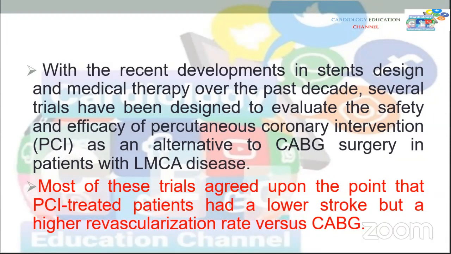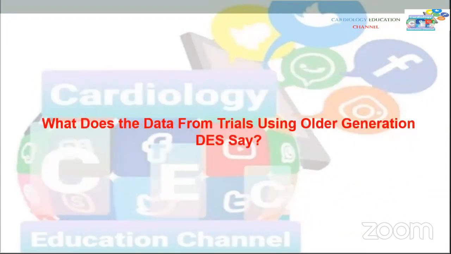And let me tell you up front that most of those trials agreed upon the point that the PCI-treated patients, compared to those treated by CABG, had a lower rate of stroke, but they had a higher rate of revascularization. And as you will see, this will be repeatedly summarized and concluded from every single trial.